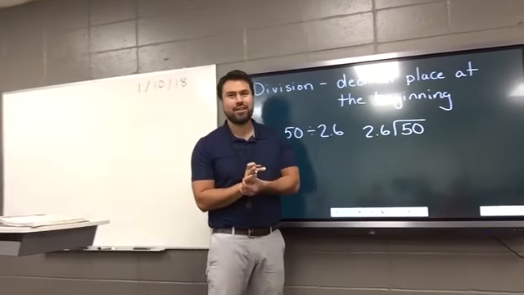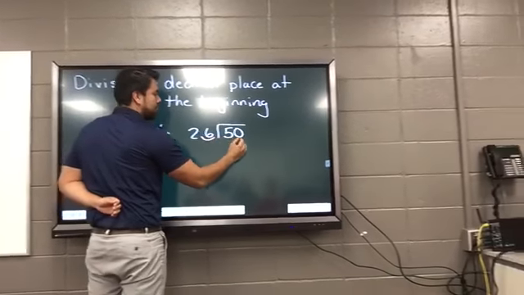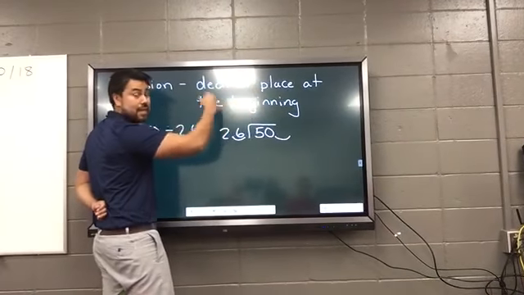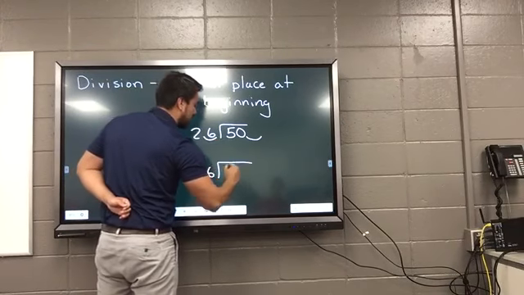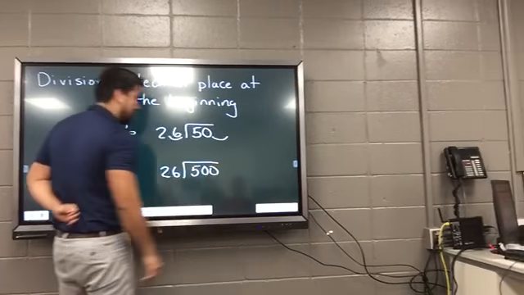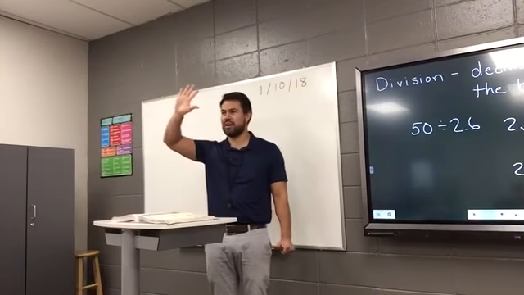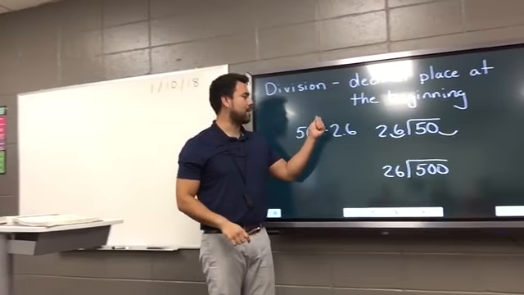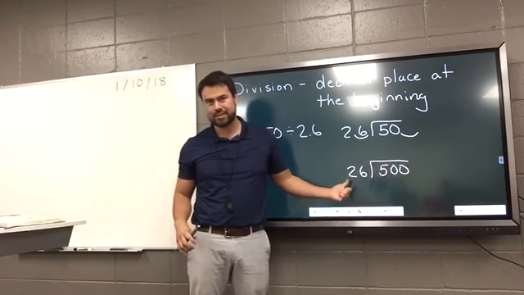Like, what's wrong here? Yes, sir? You have to move the decimal over 1 and then do it the same on the other side. Okay, so do you see what I'm talking about? Decimal place at the beginning. So I'm really doing 26 into 500, or 500 divided by 26. Pause before you start working it out. How did I go from doing 50 divided by 2.6 into 500 divided by 26?